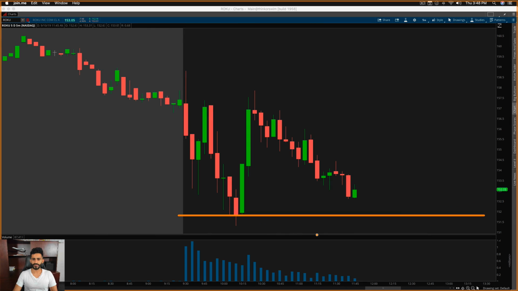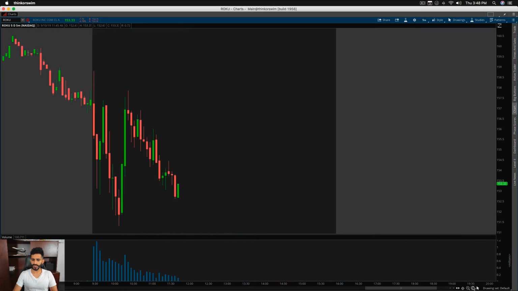All right, so if you guys take a look right here, we fast forwarded a little bit. This is the low of the day for Roku. This is the lowest point it has hit for the day. It is already on a bearish downtrend. It's moving on the downside.